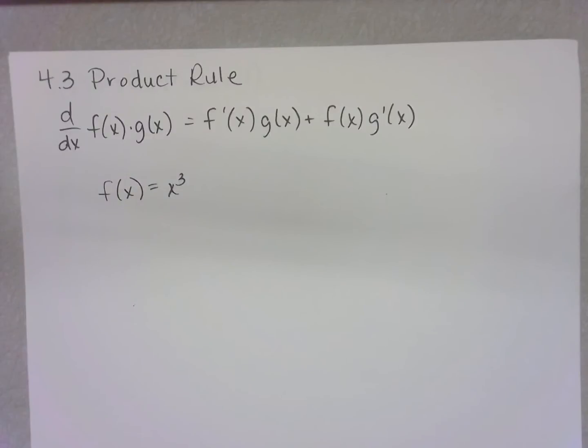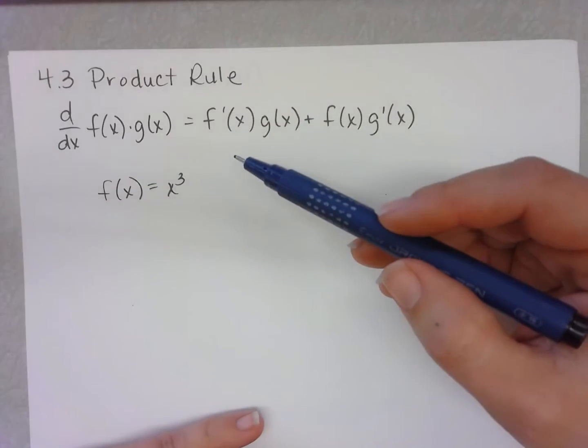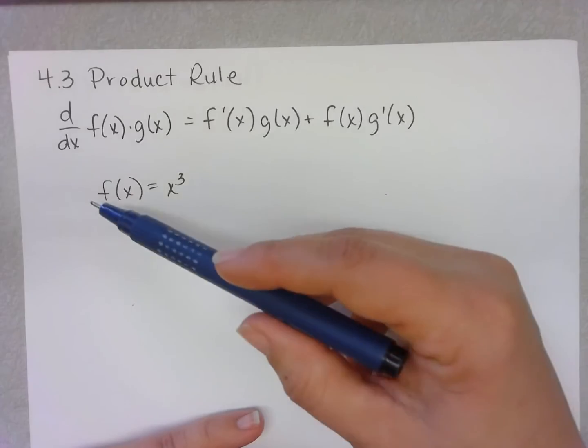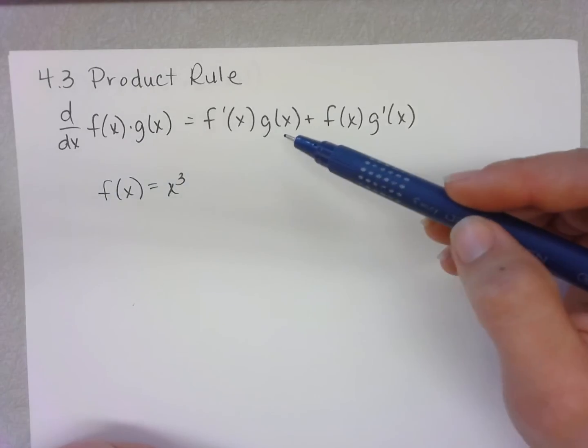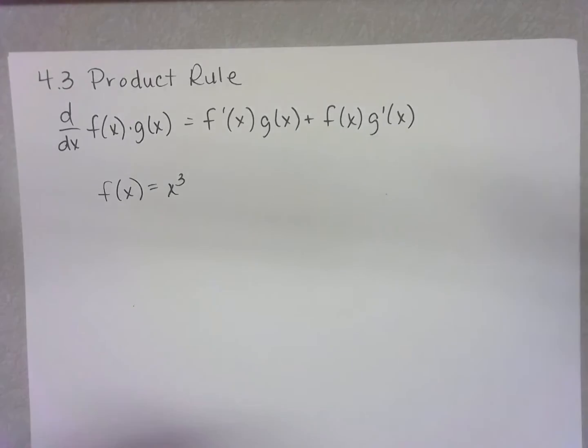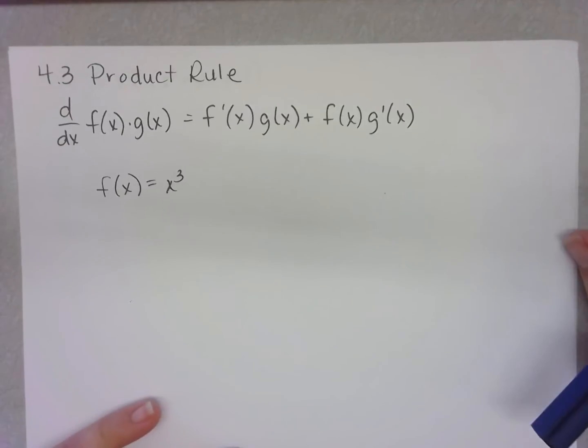So today we're going to talk about a new derivative rule. It is called the product rule. Basically it says that the derivative of a product is equal to the derivative of f. So if we're doing the derivative of f times g, then this is equal to f prime times g plus f times g prime.